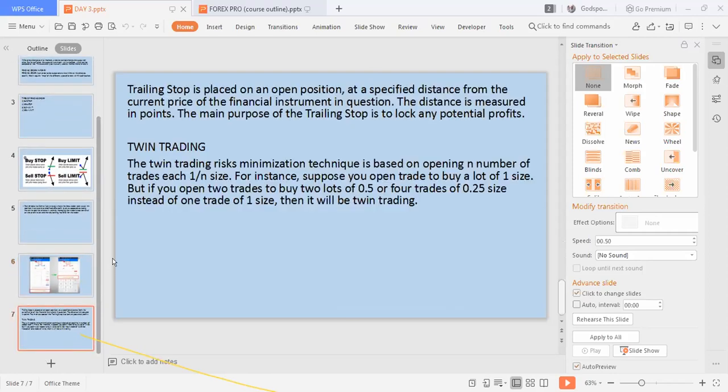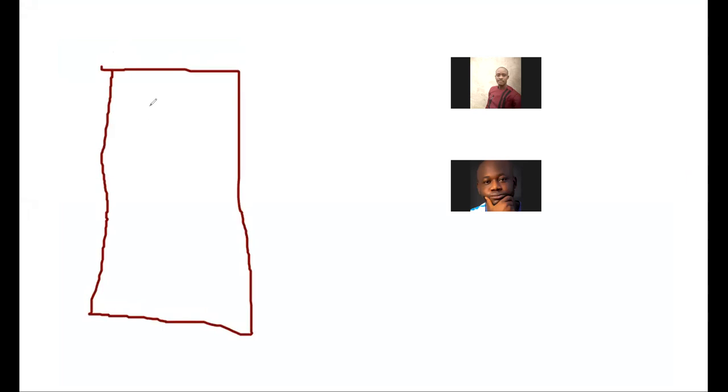Trade stopping is placed on an open position at a specified distance. I think let me just go straight to the practicals. Now look at it, class. Partial closing works like this. Let's say you have a trade running, and the lot size for this trade is 0.10, like we saw the other time.